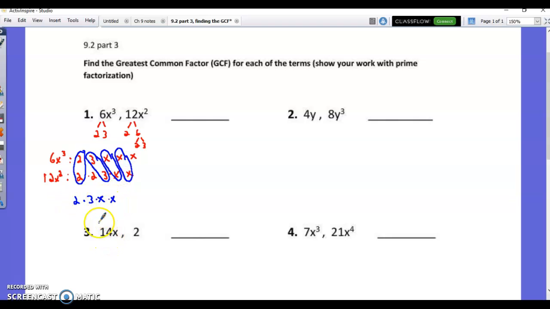Now I come back through and I multiply all these together. So 2 times 3 is my 6. And then I have the x squared. That is my GCF. All right, it's kind of a process, but it's very consistent. And then writing them out like this is very important for what we're going to do in our next section.